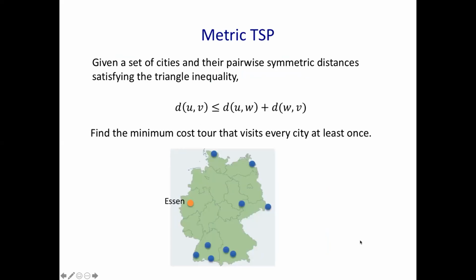Okay, so in TSP, you're given as input a list of cities and their pairwise symmetric distances, which form a metric. And the goal is to find the minimum cost tour which visits every city at least once. So if I live in Essen and I want to visit all the marked cities and then return, then TSP will give me the shortest route which does so.